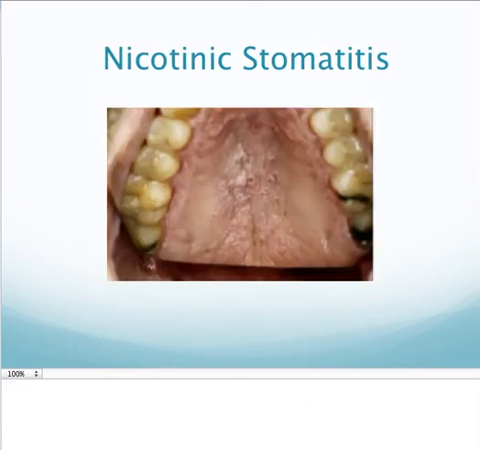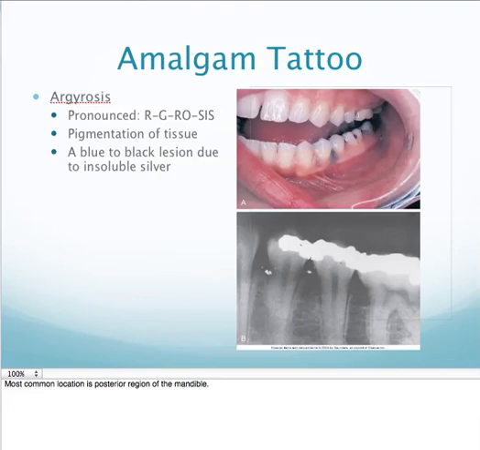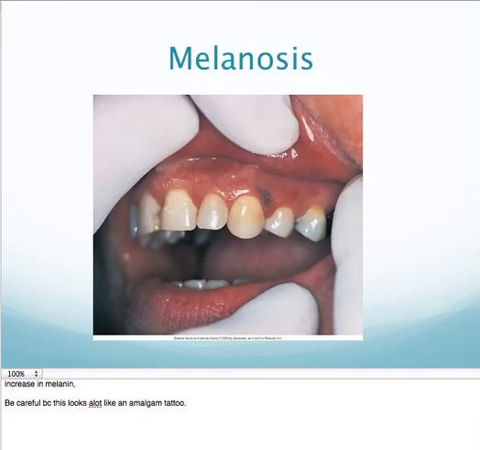And there it is again. Tobacco patch keratosis. It's when you see a white lesion located usually on the mucobuccal fold, and it's from chewing tobacco. It's thick and corrugated. And amalgam tattoo, which is also known as argyrosis, and it's blue-black pigmentation of usually the lower posterior region of the mandible. Melanosis, which is tricky like an amalgam tattoo, but it's not.